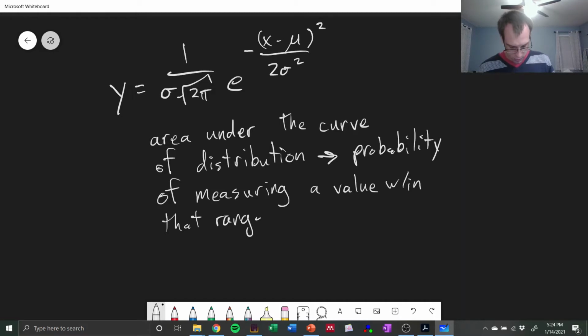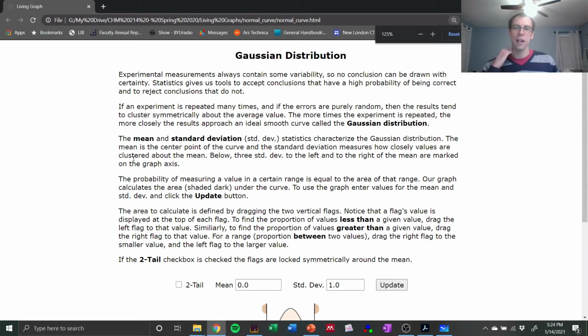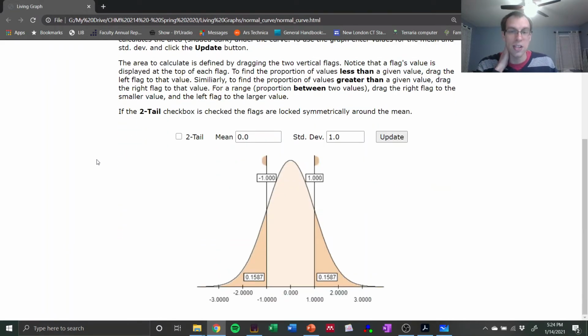So what we're going to do is look at a plot. This is what's called a living graph that comes with the textbook. And so this is a Gaussian distribution, and this has some text here, but what we're going to look at is down here at the bottom. So this is a generic Gaussian distribution, and we can see what happens as we change. Look here. So what we're doing right now is integrating this area out.